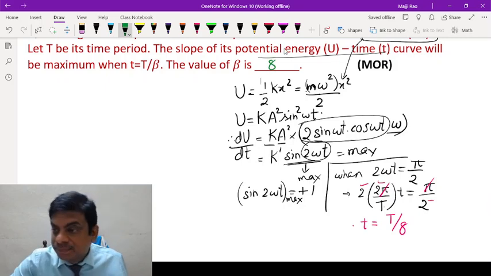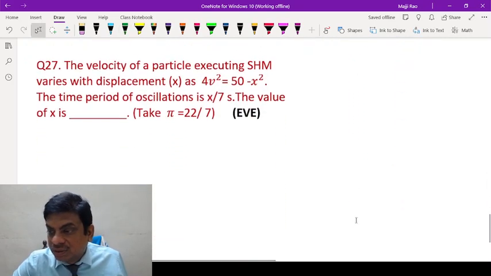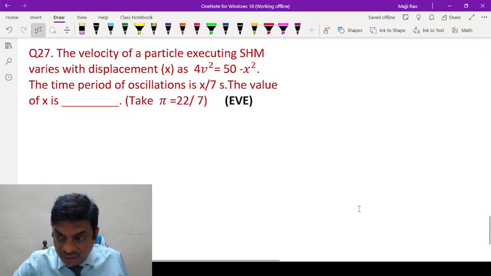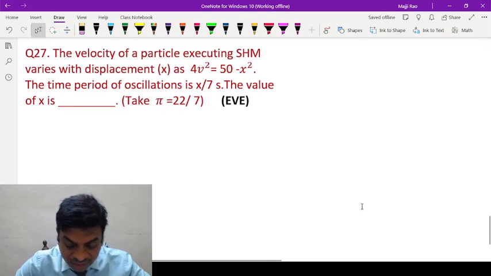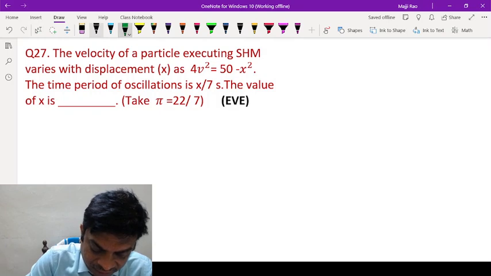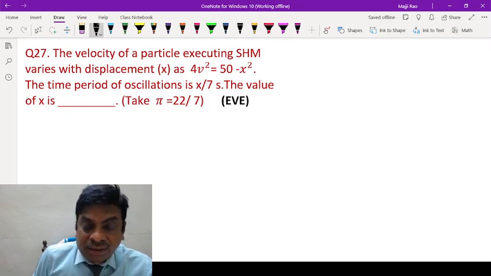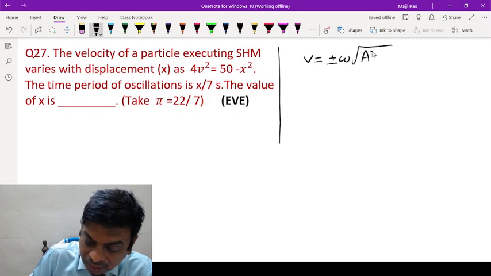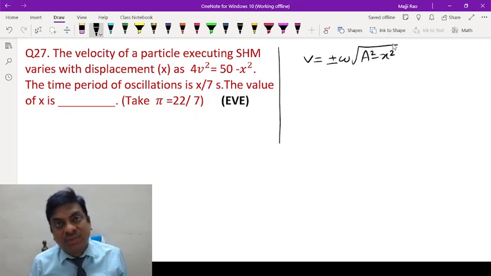Beta is 8. Moving on to the next question. The velocity of a particle executing SHM varies with displacement x as this. The time period of oscillations is x by 7 seconds. The value of x is? Now students, you should remember this formula. The velocity of a particle executing SHM is this. Okay, I am not deriving this. You can get this in any textbook.